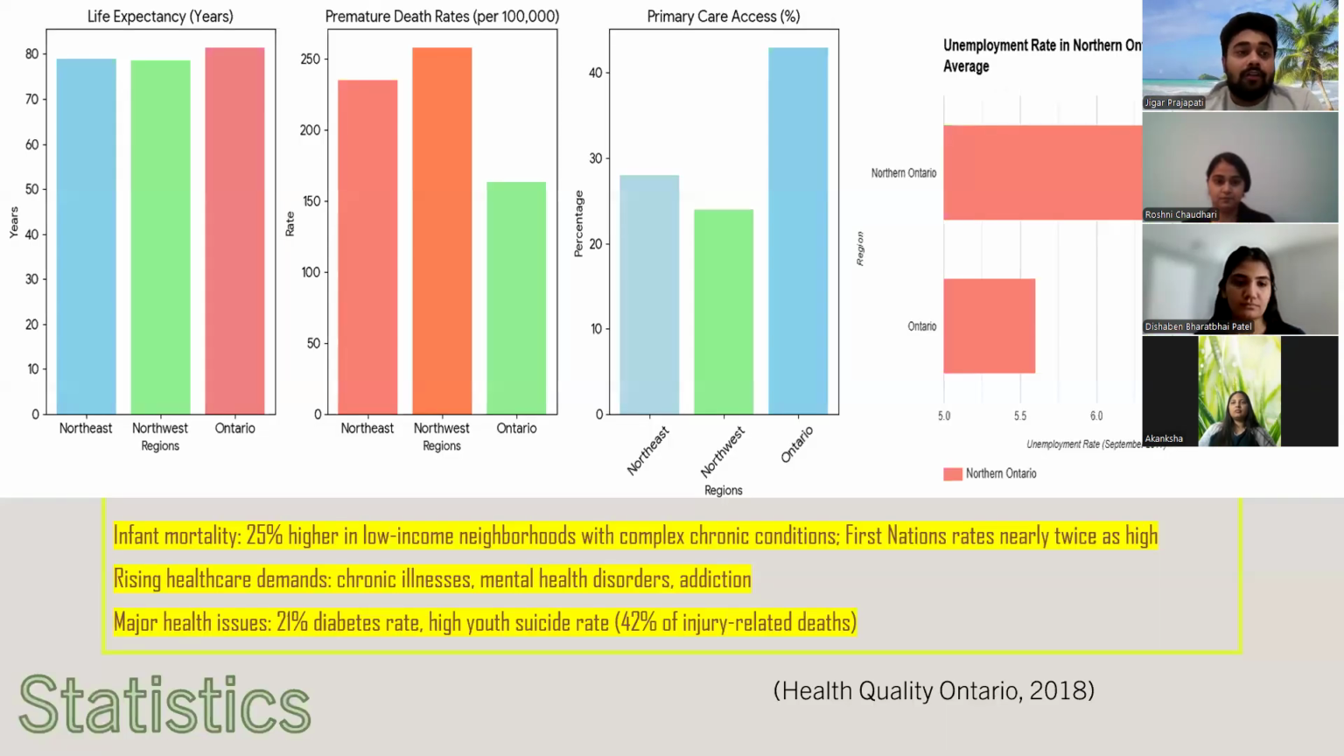Now we will look at life expectancy, which is 2.5 years lower than the provincial Ontario data. Premature death rates are higher than in the whole of Ontario. Primary care access is lower than provincial data. The unemployment rate is higher than Ontario. The infant mortality rate is 25% higher in low income neighborhoods with complex chronic conditions. There are rising healthcare demands because of chronic illnesses, higher mental health disorders and addiction. Major health issues include a 21% diabetes rate in indigenous people, and they have a higher suicide rate of about 42%.